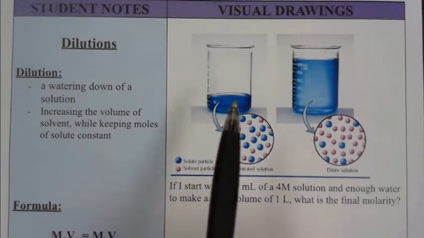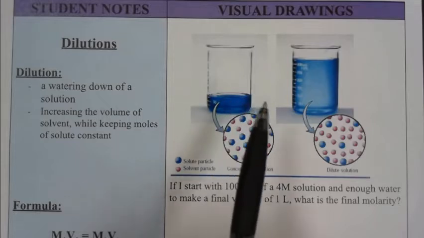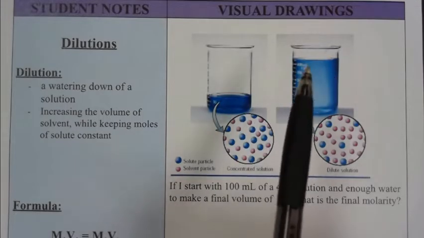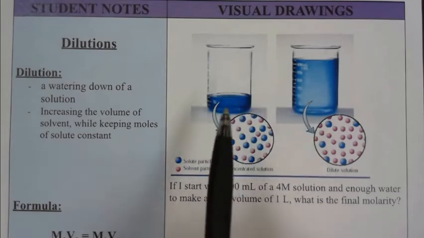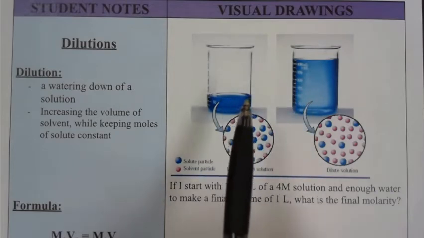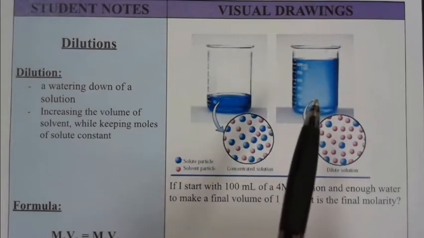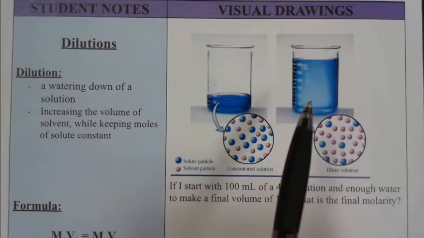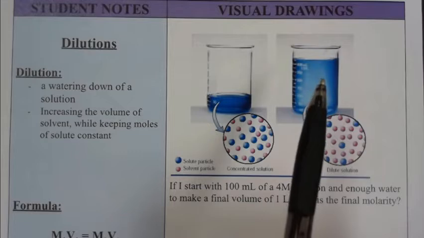So this image off to the right shows two very important things. One is we see that as the volume increased, the color lessened. That means these blue particles are less concentrated after the water has been added, right? So we cause the system to weaken a little bit, lower in concentration, by adding more solvent, and therefore we get more volume to work with.